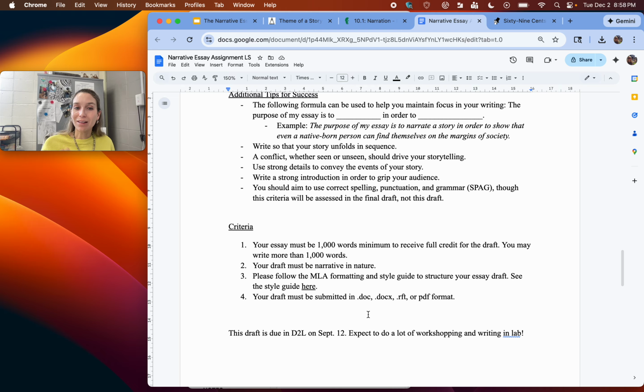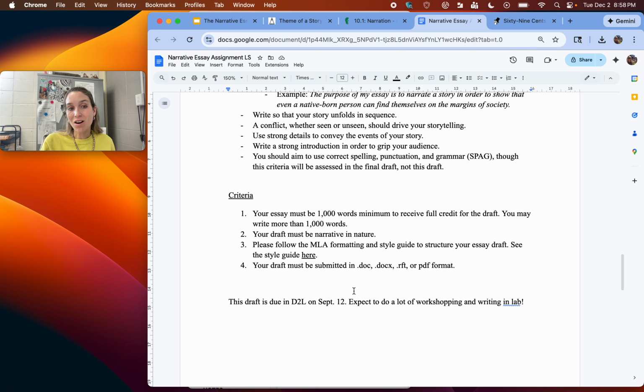Really, I plan on looking at these extensively before you turn them in, so I highly doubt that you would somehow accidentally turn in the wrong format. And just know that I do plan on doing a lot of workshopping with you, and you should plan on doing a lot of writing in lab in class. All right, the draft is going to be due in D2L on September 12th, and I encourage you to go ahead and get started right away.